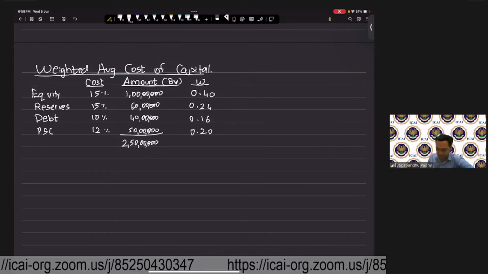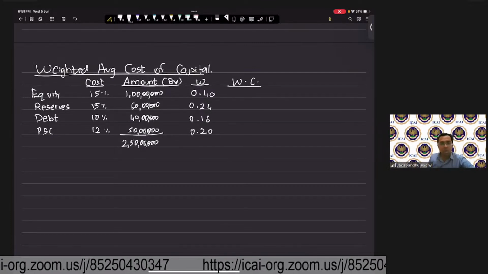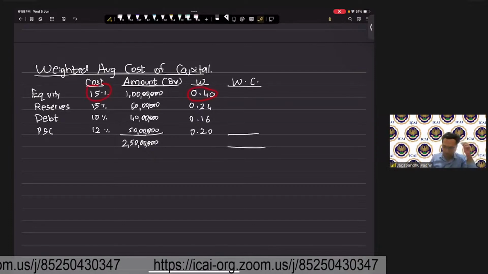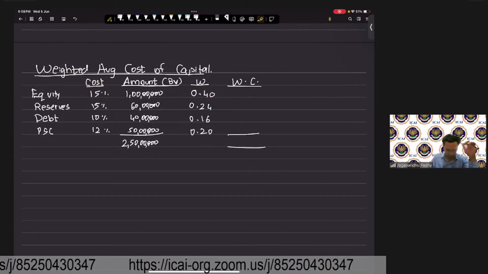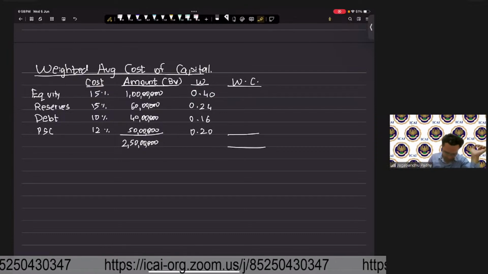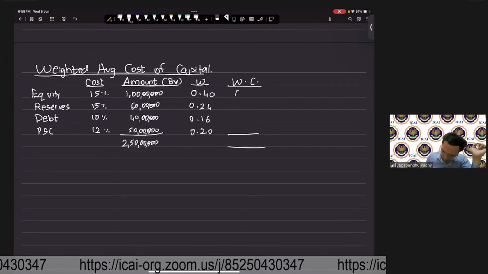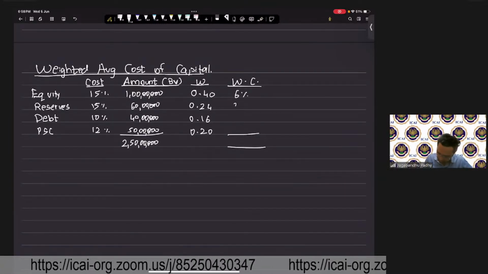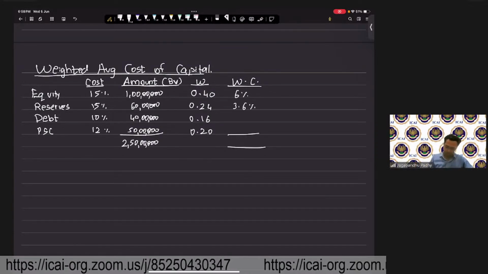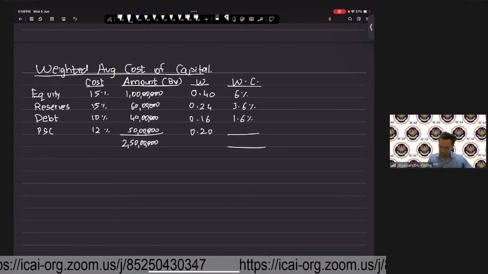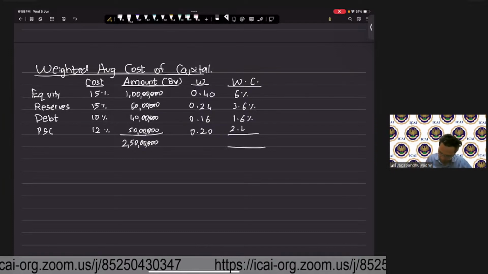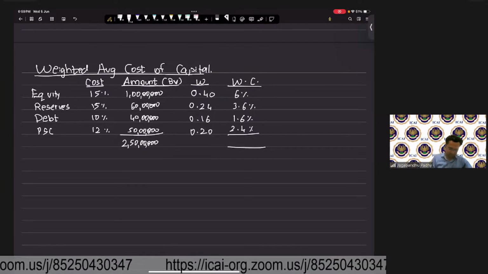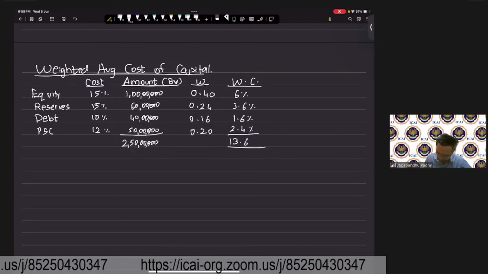If you want to get the weighted average cost, I just need to multiply the weights with the cost and simply take a total. Weights multiplied with the cost: 15% into 0.4, that will be 6%. Then 15% into 0.24, that is 3.6. Then 10% into 0.16, that is 1.6. And then 12% into 0.20, that is 2.4. Take a total: 6 plus 3.6 plus 1.6 plus 2.4. It all works out to be 13.6.